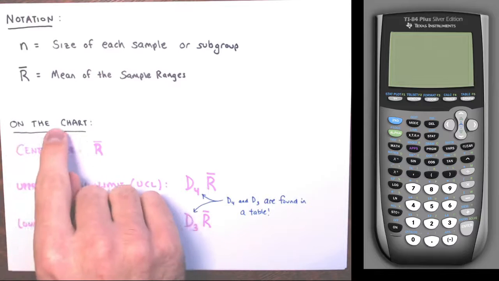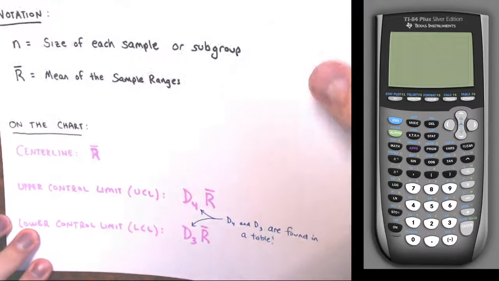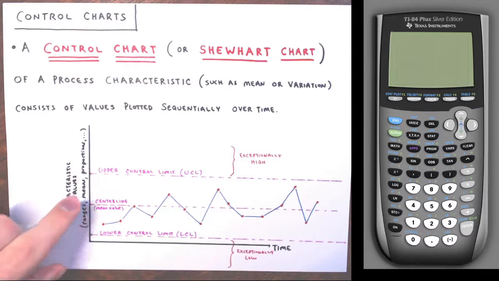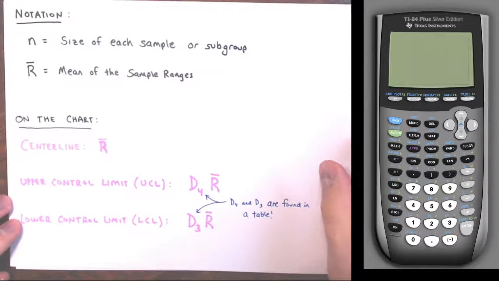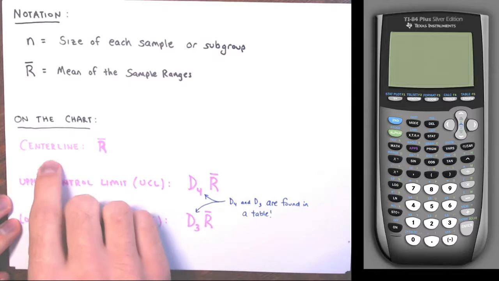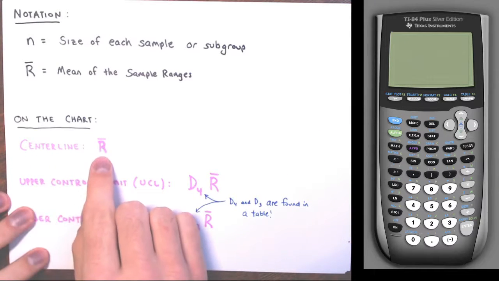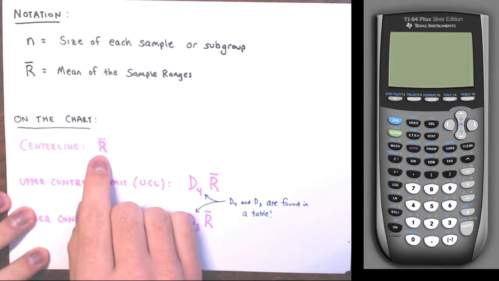And then on the chart or on the graph itself, remember those 3 lines that I mentioned? The center line, upper control limit, lower control limit. Where those lines will be placed are at these places. The center line, as I mentioned on the first page, is at the mean value of the ranges, right? If we're talking about an R chart, the center line will be located at R bar.